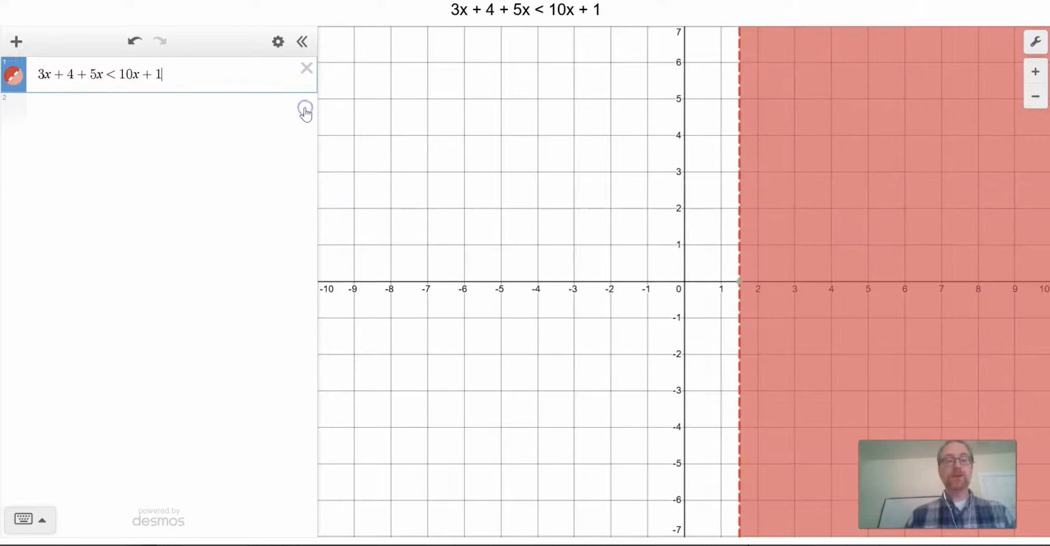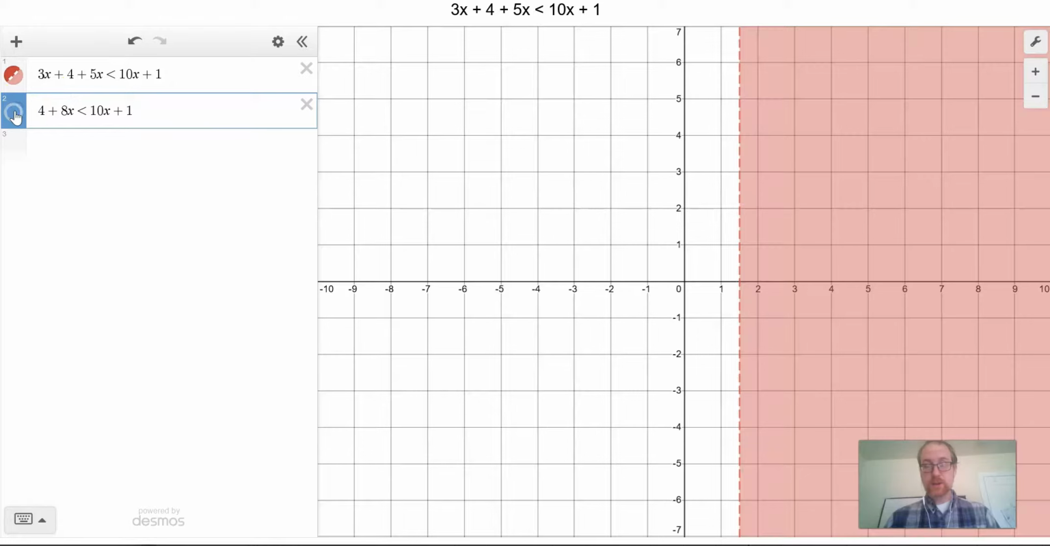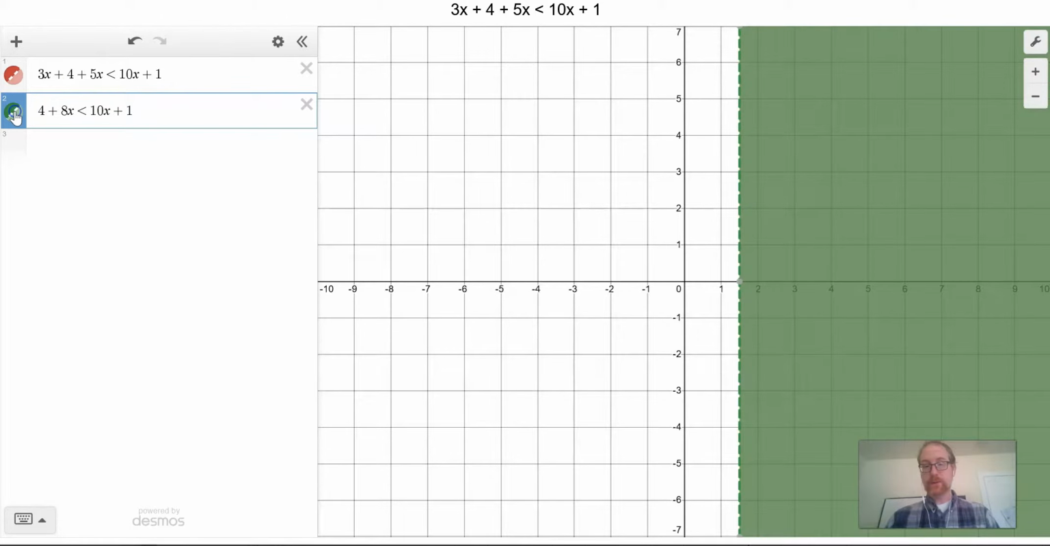But our job is to show the steps to solve this. Okay, and so the first thing I would do is copy and paste it. And then we're going to combine like terms. So the 3x and the 5x are like terms. So you can erase the 3x and just make that 8x. The 8x is the 3x plus the 5x there. Notice that our new inequality's solution area is the same as the old one. Okay, the green graph looks exactly like the red graph.